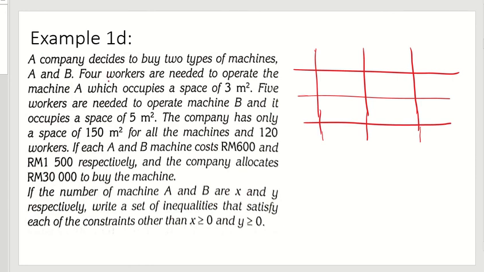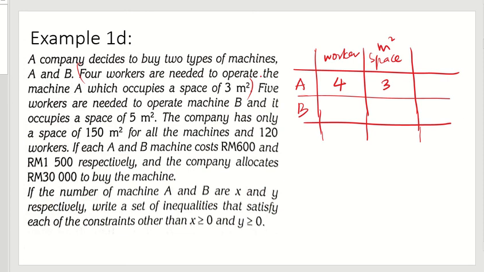We do it one by one. A company decides to buy two types of machines, machine A and machine B. Four workers are needed to operate machine A. Then it will occupy space. The space is in meters square. Machine A occupies 3 meters square. This one is done already. We do it one by one, sentence by sentence.